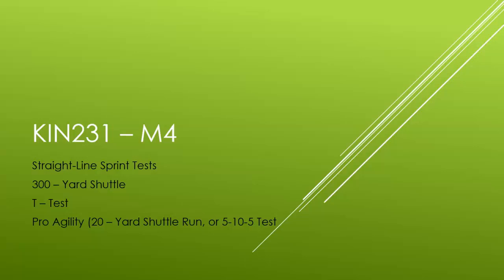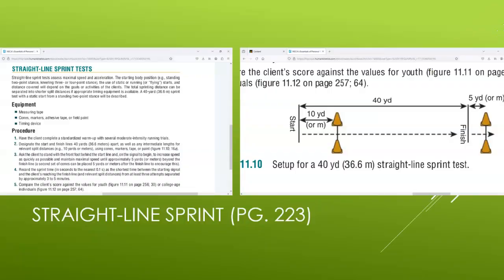Now, the book lists 4 main tests you can use for speed and agility. By no means is this exhaustive. You could definitely use other speed agility tests that are more specific to a sport per se, but these are the ones the book has outlined for us. The first one's pretty straightforward. Straight line sprint test, 40-yard dash.